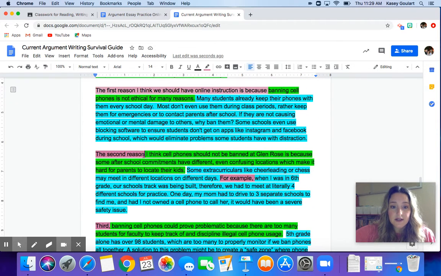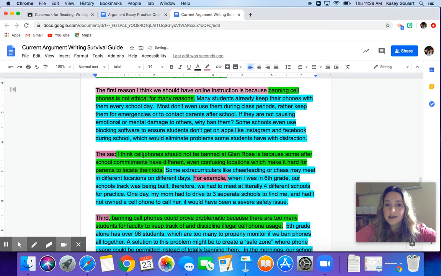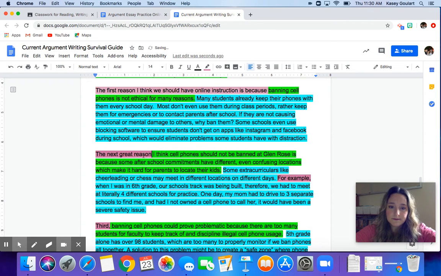Move down to your second reason. For this one, I have the second reason. Let's erase that and say, next, no. Let's say the next great reason. And then I think cell phones shouldn't be banned. You're doing, I think that we should have online instruction or should not, whatever you chose. So get the idea. We're not just leaving first, second, third, or the first reason, the second reason, the third reason. We're making them more phrase-like transitions, transitional phrases, if you will.